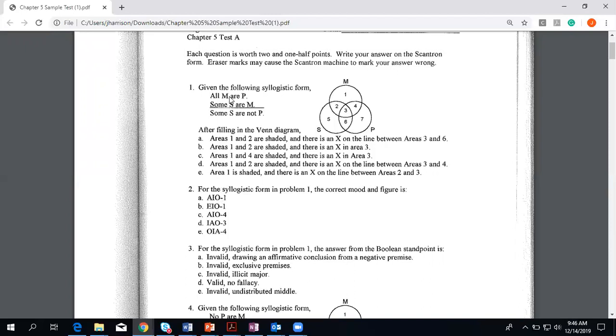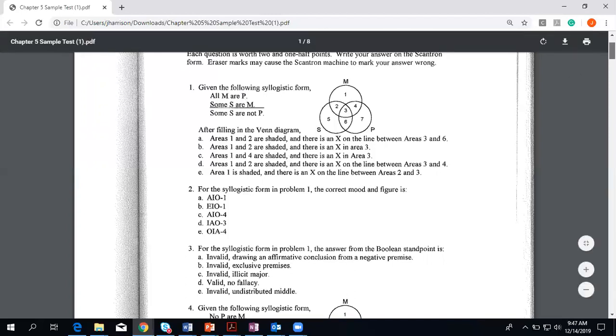Remember, if the middle term is subject-predicate, it's form 1. If it's stacked in the predicates, it's form 2. If it's stacked in the subject, it's form 3. And if it is predicate on top and subject on the bottom, going up to the right, it's form 4, figure 4. Major premise and minor premise, that's what I was looking for.